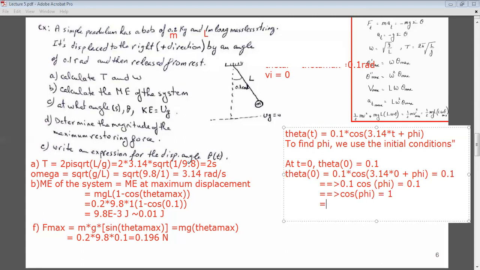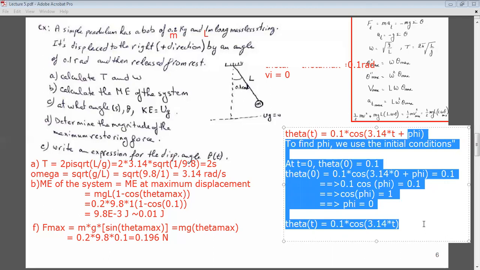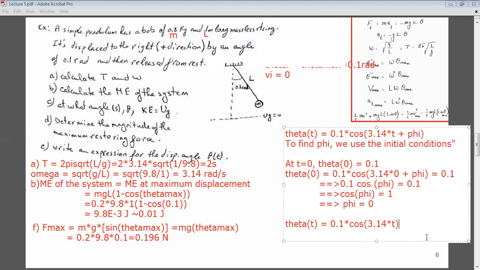What is the angle whose cosine is 1? There is one angle whose cosine is 1, and that's phi equal to 0. So now what is theta of t? It's equal to 0.1. I plug this phi over here. So theta of t is equal to 0.1 times cosine of 3.14 t plus phi, which is 0. So this is the expression of the displacement angle theta of t. And with this, I reach the end.